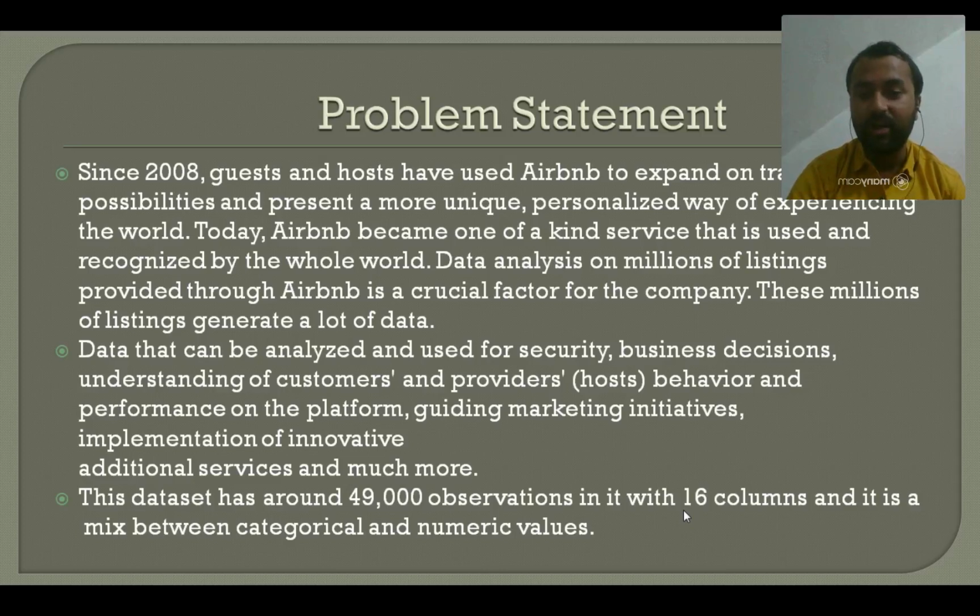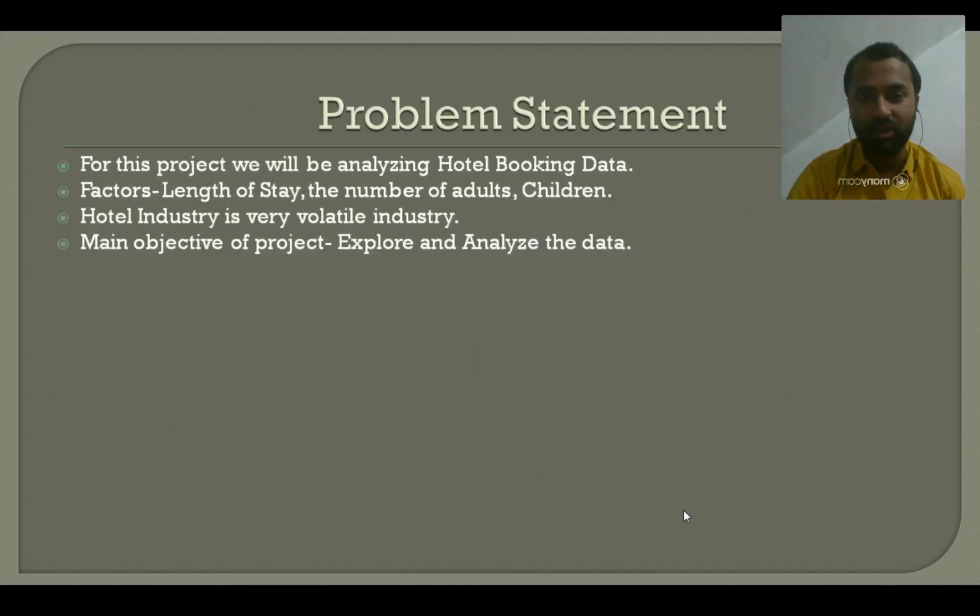In this data set, around 49,000 observations were there, with the respective 16 columns. All the data was a mixture of categorical values and numerical values.